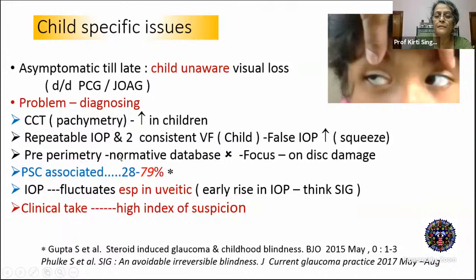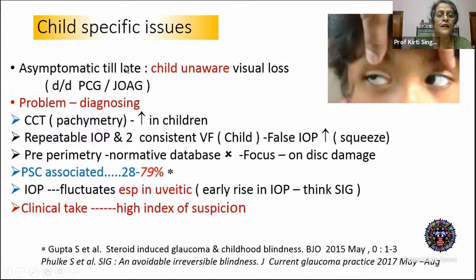Repeatable, consistent IOP measurements may be problematic. Pediatric normative databases are lacking, so it is the same for visual fields. And very often, almost 28 to 79% as per reports, they have mild or moderate posterior subcapsular cataract, which makes visual field testing unreliable. In uveitic situations, IOP will fluctuate. In uveitic cases with children, if it's an early rise in IOP, think of SIG or trabeculitis.